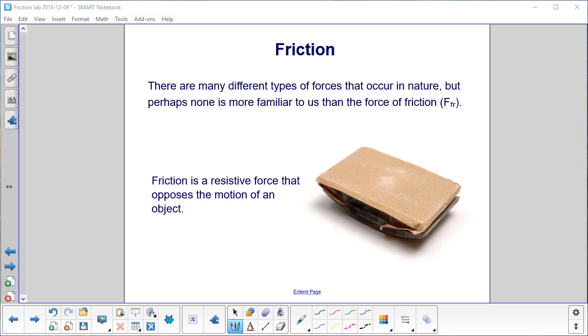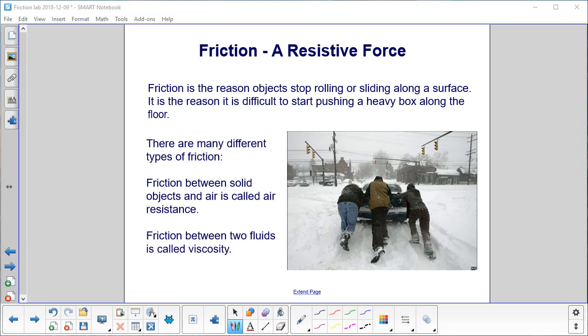Friction. There are many types of forces that occur in nature. Perhaps none is more familiar to us than the force of friction, and we call that FR for friction. Friction is a resistive force that opposes the motion of an object. So if an object is moving this way, the force of friction is in the opposite direction. Friction is the reason objects stop rolling or sliding along a surface. It is the reason it is difficult to start pushing a heavy box along the floor.